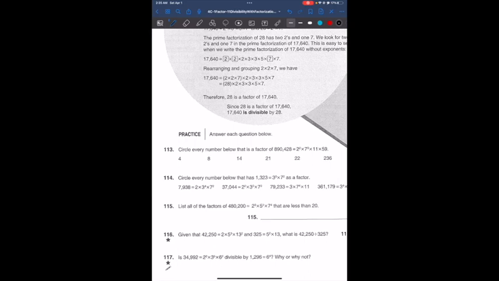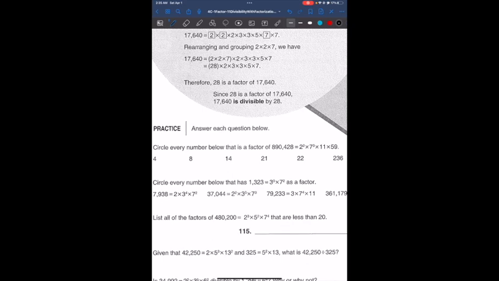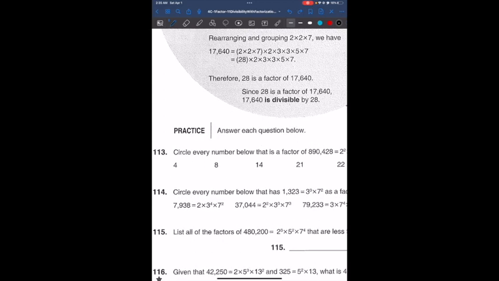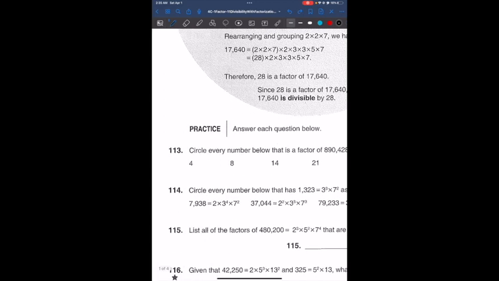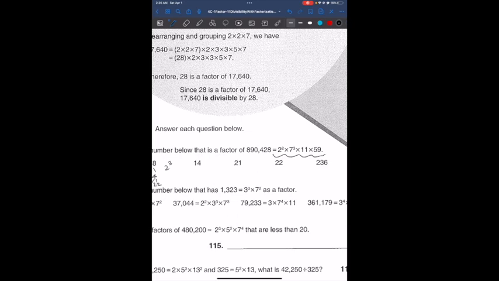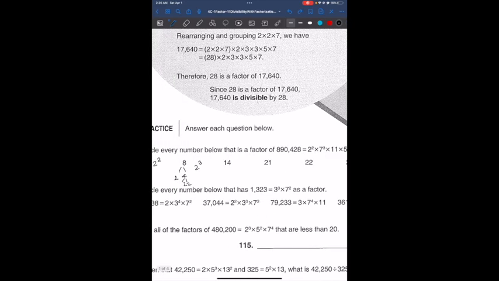So in problem 113, we're going to solve some practice problems. It says, circle every number below that is a factor of 890,428, and it gave us the prime factorization. And so to figure out if a number is a factor or not, we're going to do prime factorization of the number and see if we can find that inside the given prime factorization.